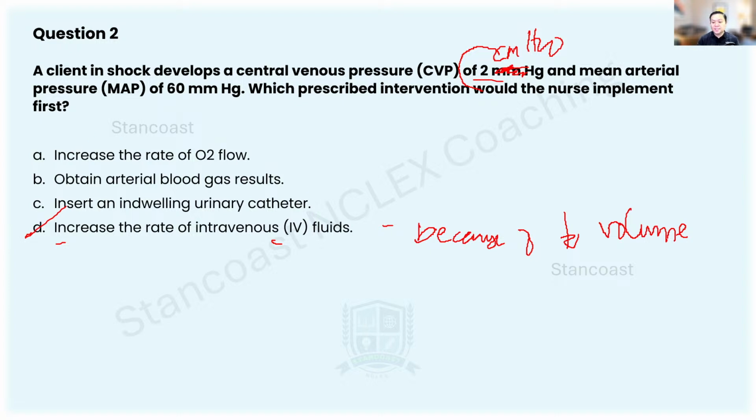Now let's take a look at letter A, increase the rate of oxygen flow. Is there a need for us to increase the oxygen concentration? Well, it is crucial as well. We can provide that to our patient only if the patient really has hypoxemia. We need to treat the hypovolemia first. It is a circulation problem.